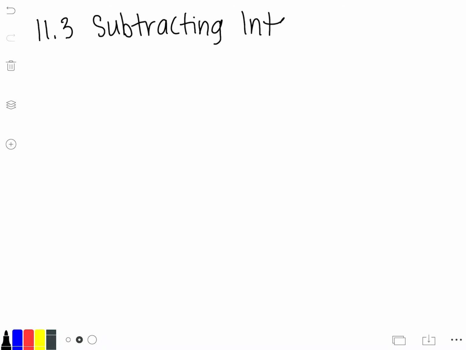This lesson is titled 11.3, and it is subtracting integers. And you really need to understand how to add integers before you'll understand subtracting integers. So if you haven't completed your assignments on adding integers yet, you really need to make sure you do that first. And if you're struggling, you guys need to reach out for help.